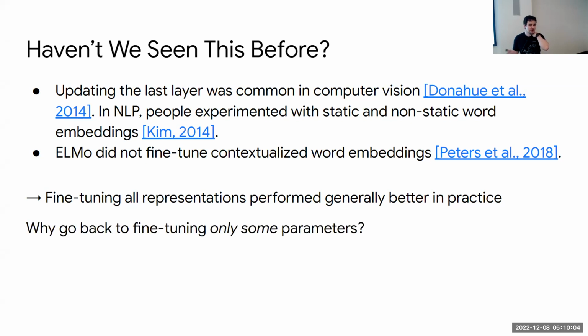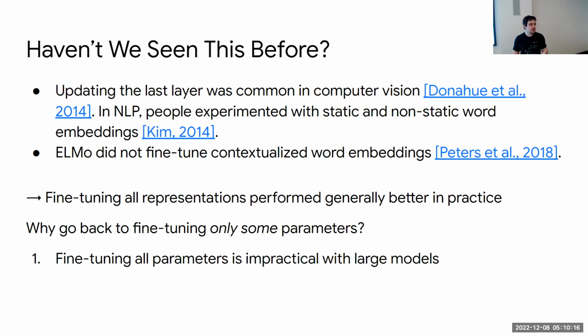So the question for this tutorial is, why does it make sense now, given these huge models, to go back to fine-tuning just a small set of parameters? And I think there are 3 main reasons for that. The first one is that, as I mentioned before, fine-tuning all parameters with these models is simply impractical in practice.